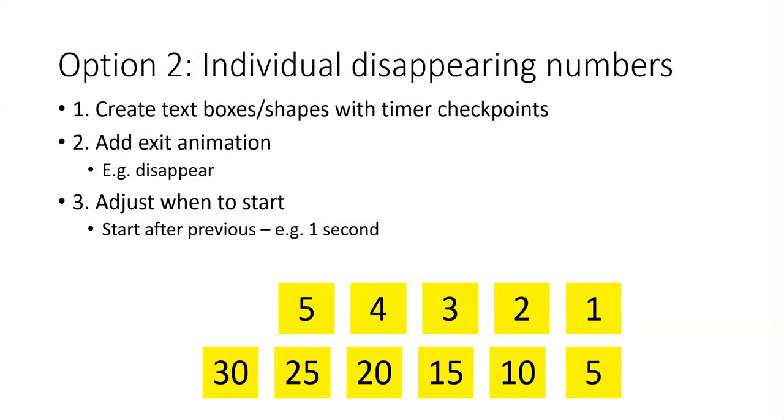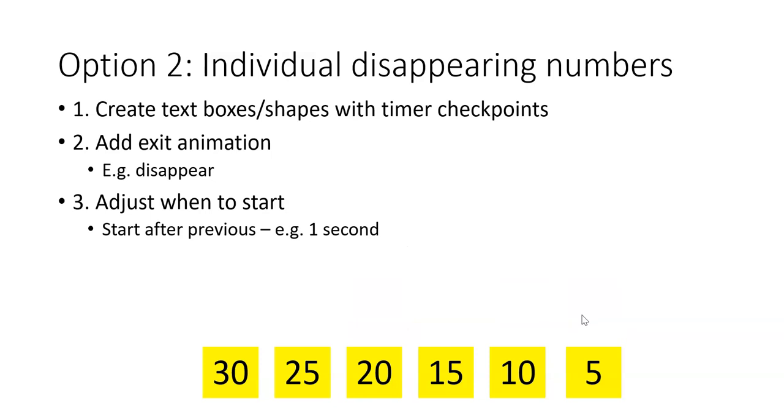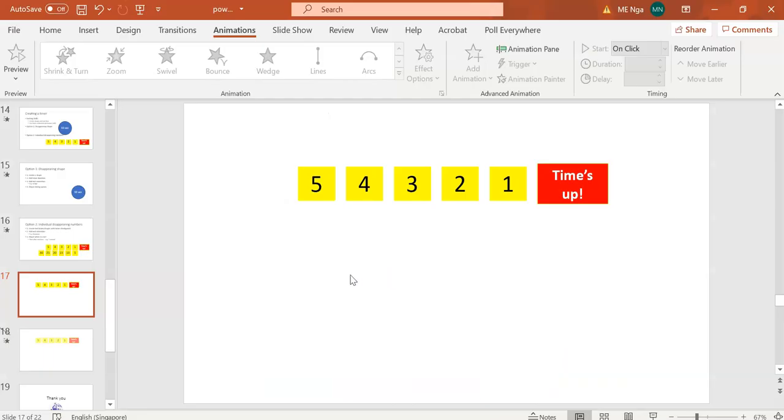So let's have another quick look at the actual timer in action. So I'm going to click on the mouse now, and you can see that the numbers disappear at 1-second intervals. And I've also added another text box here, which says time's up. So let's exit slideshow mode.